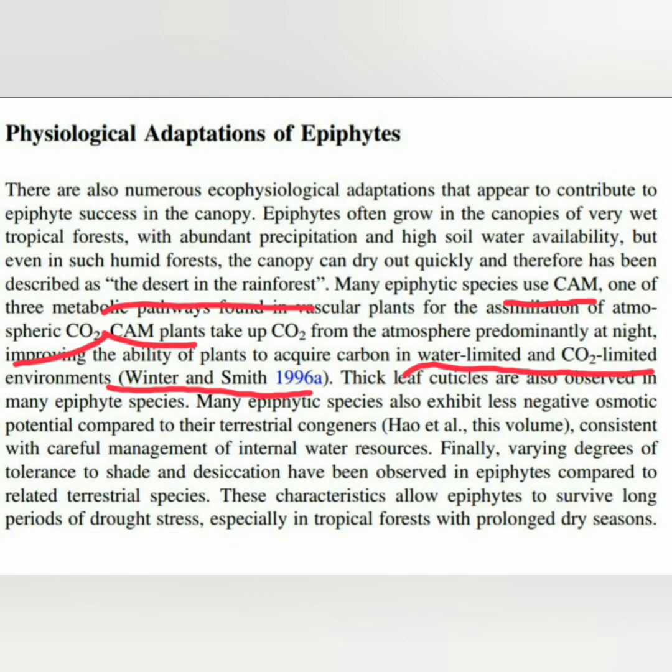Now, in epiphytic plants, thick leaf cuticles are also observed. In many epiphyte species, they have thick cuticles to prevent water loss, and they also exhibit less negative osmotic potential compared to their terrestrial congeners.